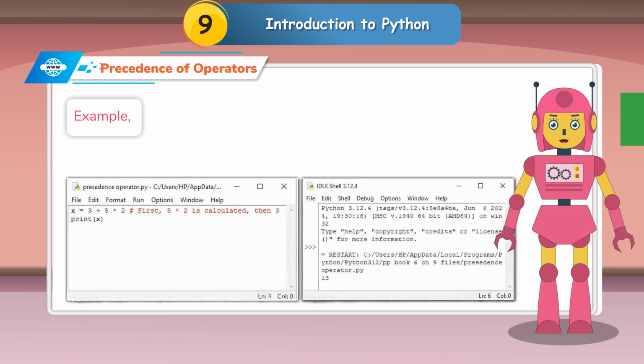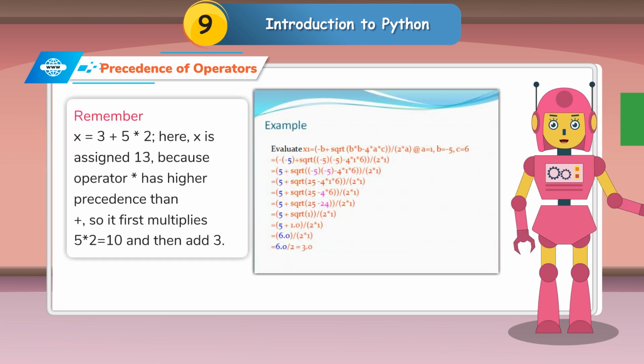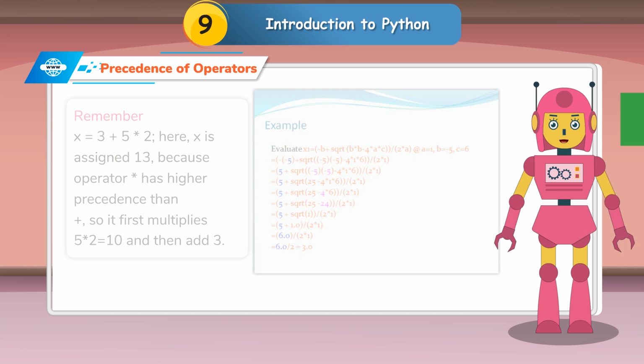Example: x = 3 + 5 * 2. Here, x is assigned 13 because the operator asterisk has higher precedence than plus. So it first multiplies 5 times 2 equals 10 and then adds 3.